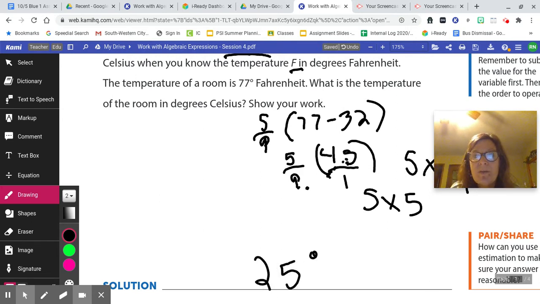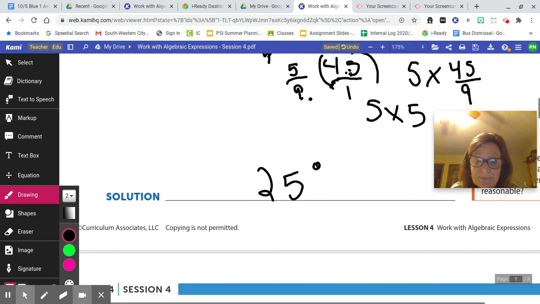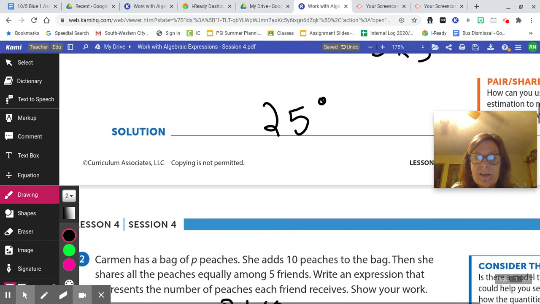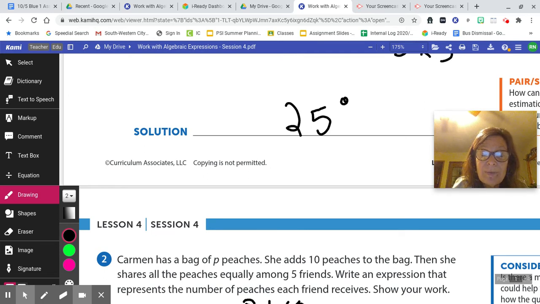Okay, and we can use estimation to make sure that it makes sense. We have another problem here. Carmen has a bag of peaches. So I don't know how many peaches there are. And then she adds 10 peaches to the bag. I still am not going to know how many there are. Then she shares all of the peaches equally among 5 friends. Write an expression that represents the number of peaches each friend receives.